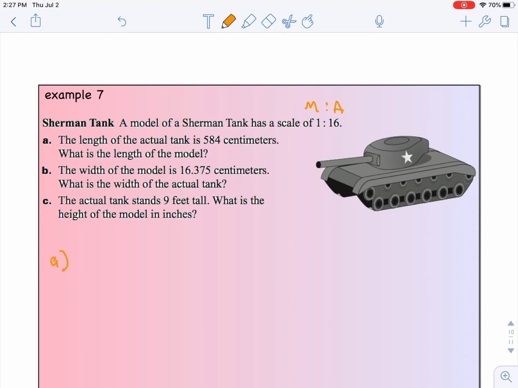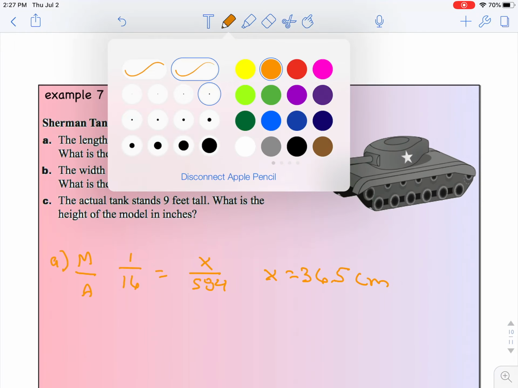So for part A, we're looking at model over actual is equal to 1 over 16. So that's our model to actual. What do they give us? They give us the length of the model here. So that's going to go on the top. We want to find the length of the model. That's what's the missing piece when we know the length of the actual tank, which is 584 centimeters. So now when we cross multiply and solve, we would get that our X value here is 36.5 centimeters. And I know that you can solve that easily.